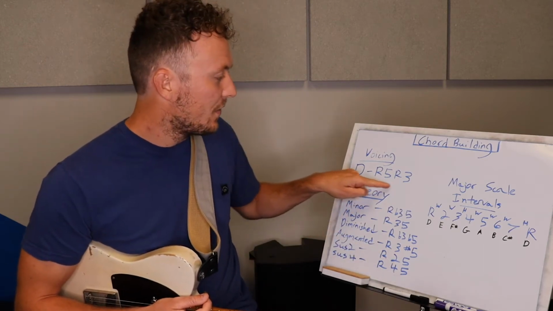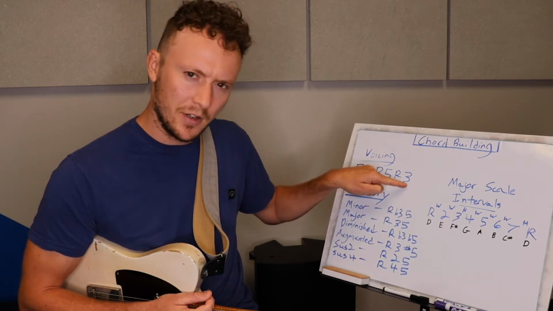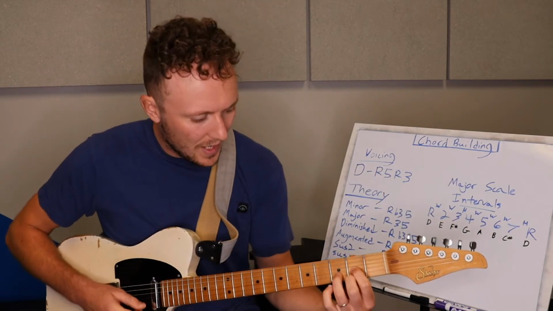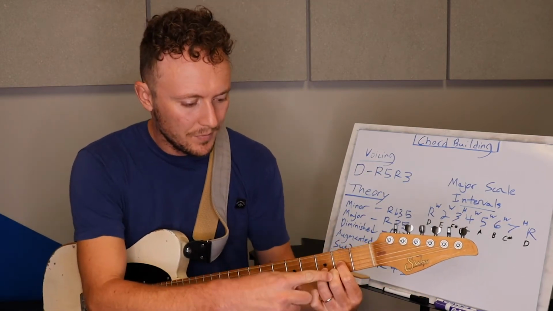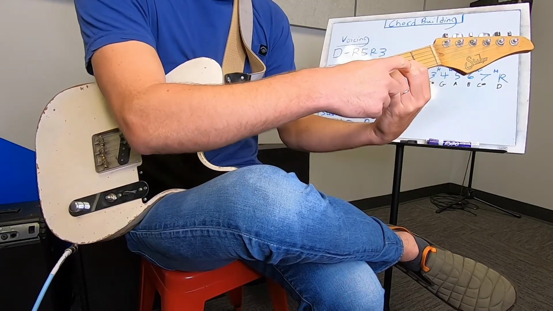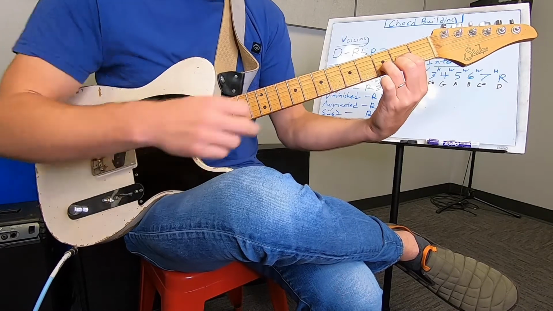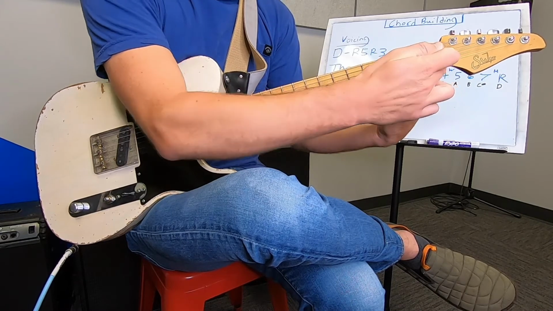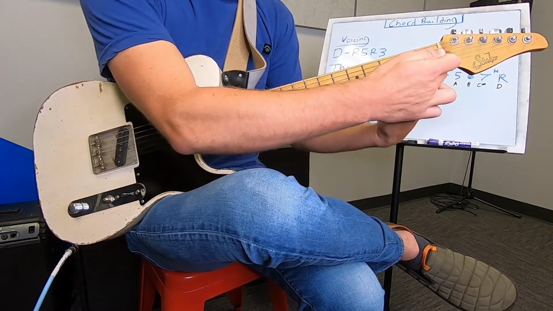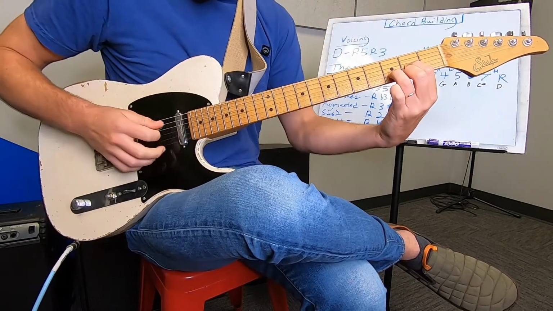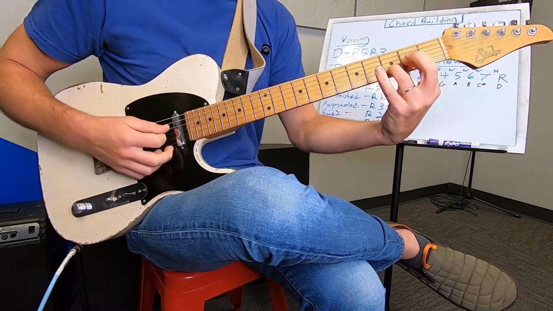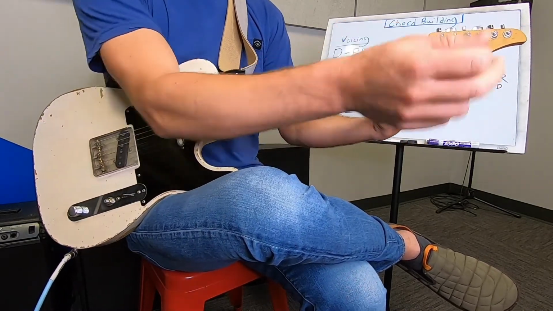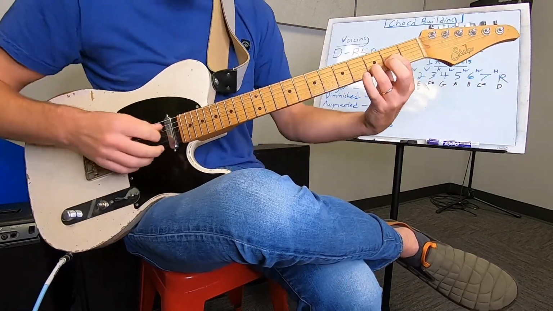Next step, identify the 3rd. We have to flatten that 3rd a whole step, okay? So that's the 1st string here, root 5, root 3. All right, so we got to take that back a whole step. So let's visualize this here. All right, minor would be back to the 1st fret, and that would be a half step, and a whole step would be taking this off, this 2nd finger, and playing your 1st string open. So that's a D sus2 chord, okay? Because your 2nd finger came off, and that note went back a whole step.